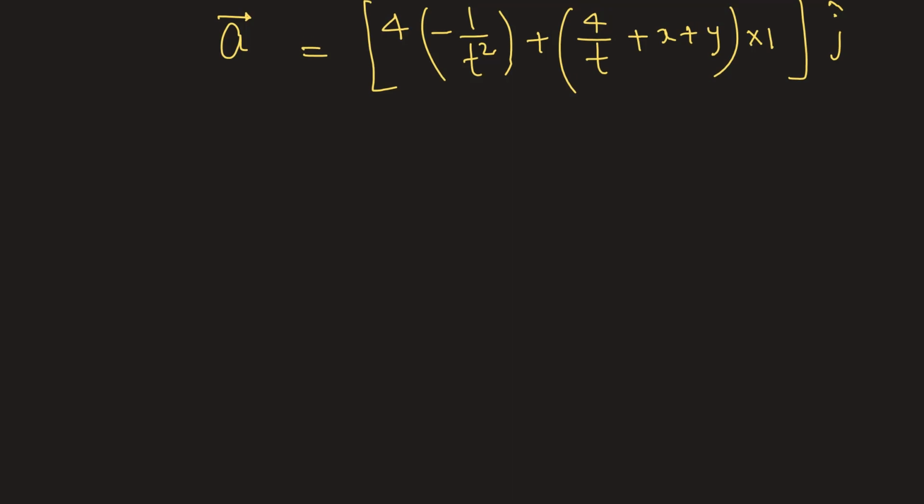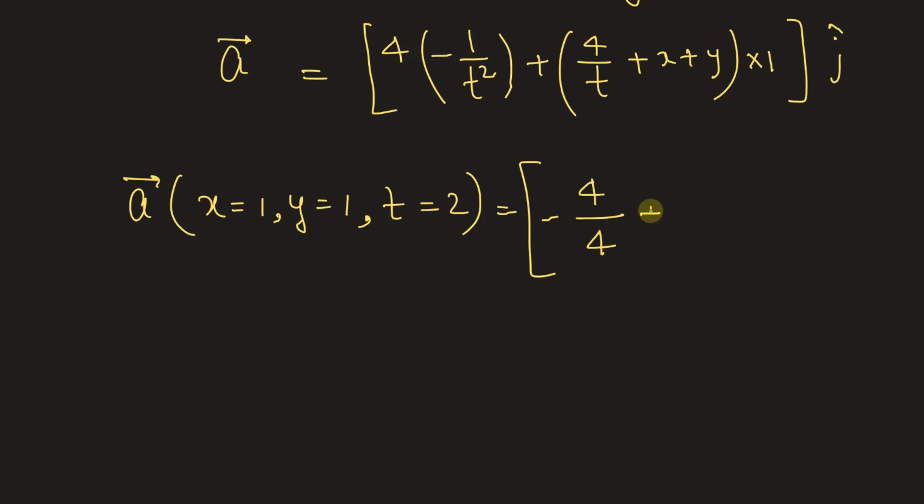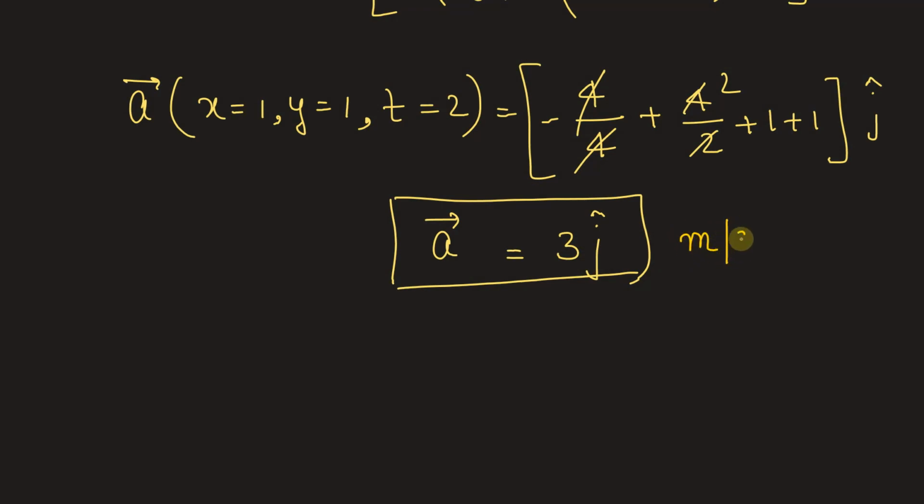Now we need to find the acceleration at x equals 1, y equals 1, and t equals 2. So at this point and this moment we need to find the acceleration. Let's substitute the values. We get minus 4/t squared, with t equal to 2, so 2 squared is 4, plus 4/t, with t equal to 2, plus x is 1 and y is also 1, times j cap. So this will be minus 1 and this will be 2, so 2 plus 1 plus 1 is 4, minus 1 is 3. So the acceleration vector we are getting is 3 j cap, in meters per second squared.